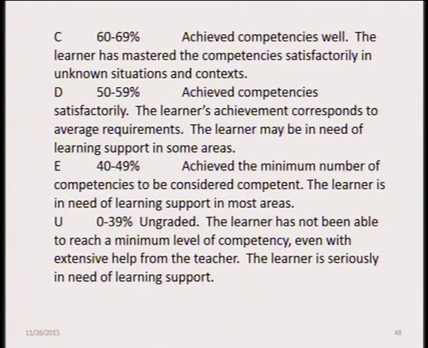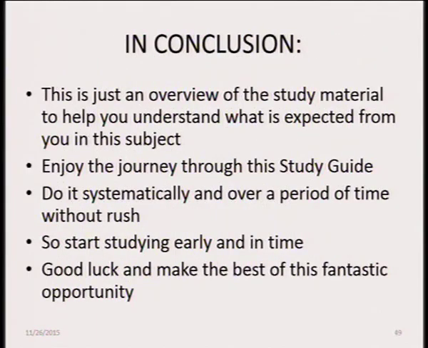An E means 40 to 49% and means he or she achieved the minimum number of competencies to be considered competent. The learner is in need of learning support in most areas. And a U, the symbol U, means 0 to 39%, and it means ungraded. The learner has not been able to reach a minimum level of competency, even with extensive help from the teacher. The learner is seriously in need of learning support. These facts are very important, and you should know them and understand them.